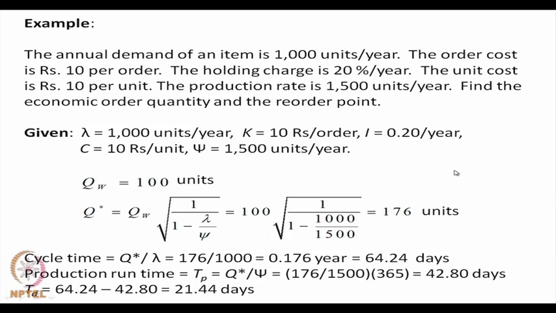So, we have considered two cases. The simplest case of demand is constant and the instantaneous supply of order, and the second case we have taken when the supply is not instantaneous, but is continuous because it is produced in house. Now, there are many such variations of this economic order quantity formula, but we will not consider all those cases. In any standard textbook you can get them.